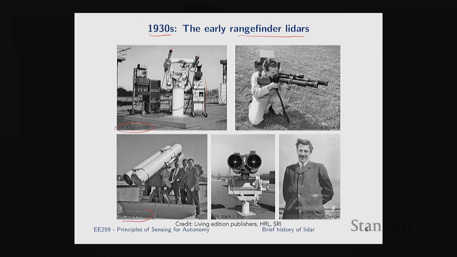This is SRI Mark II, and this is the one that the Hughes Aircraft Company made. It kind of looks like a rifle, interestingly, and it's called the Hughes Collidar Mark II, which was the marketing term they were using. And it was a portable rangefinder.